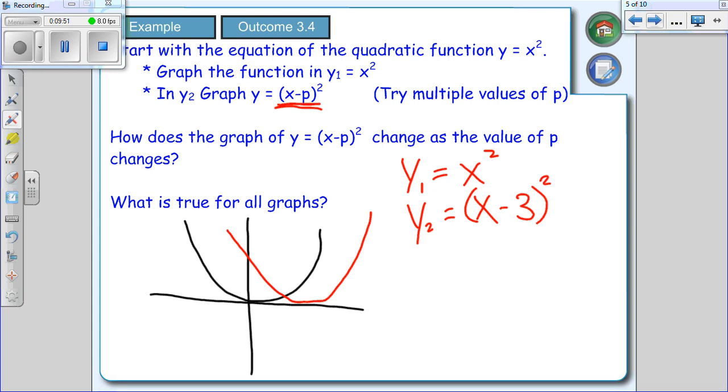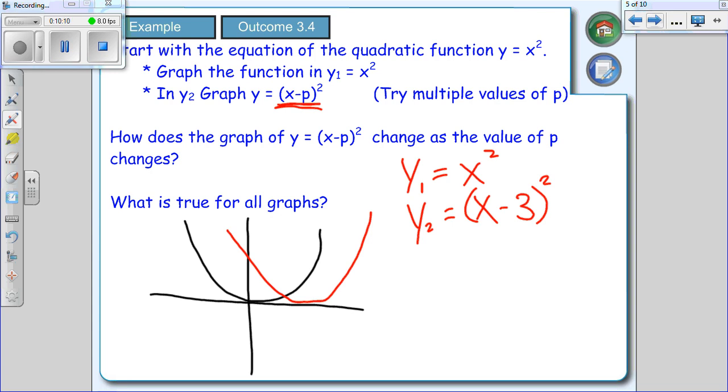Everybody's got their graph now? So what do you think your p-value did? It translated it left or right, depending on the value.